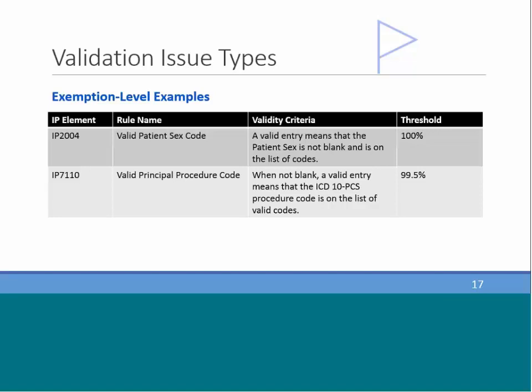The second, valid principal procedure code, is evaluating whether 99.5% of non-blank fields are on a list of valid ICD-10 PCS procedure codes. So again, this is making sure that if you have a procedure code in this field, it's actually a valid procedure code.